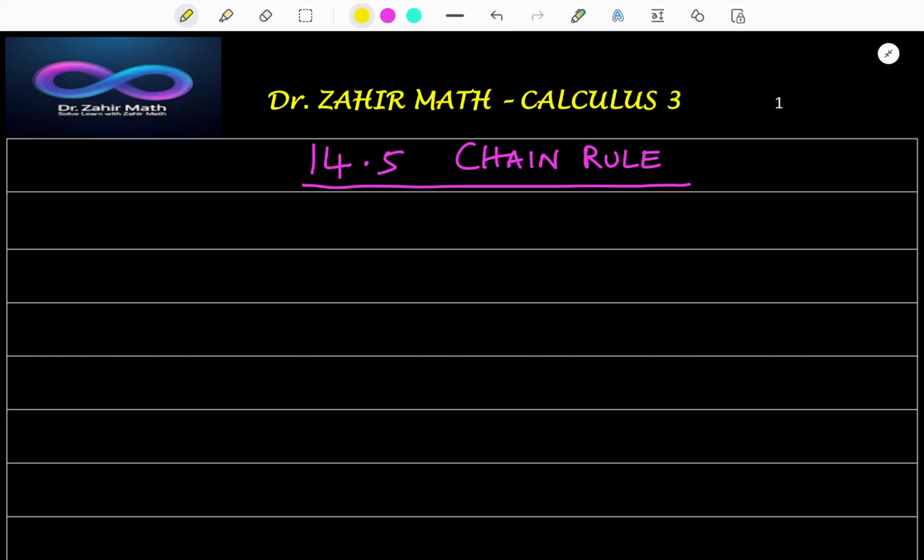Today's topic is one of the most powerful tools in multivariable calculus, the chain rule. What is the chain rule? It's like a GPS for composite functions.